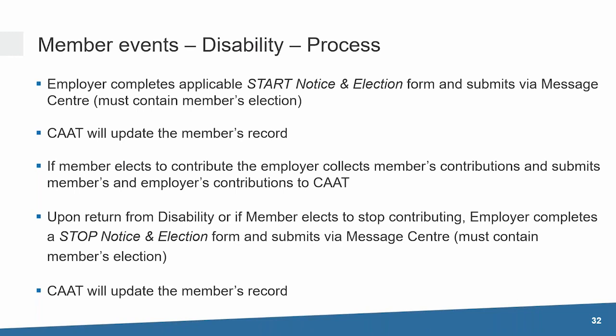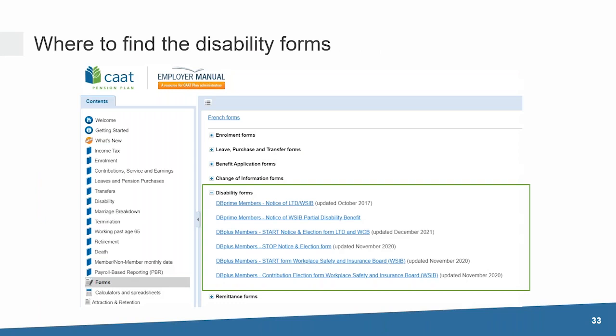If the member elects to contribute, you will collect the member's contributions and submit them and the employer's contributions to CAAT. When the member returns to work, download the applicable stop notice and election form to complete and submit to CAAT. You can locate the disability forms in the employer manual in the Forms section under the Disability Forms drop-down as shown on this slide.